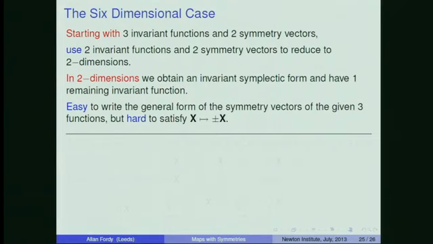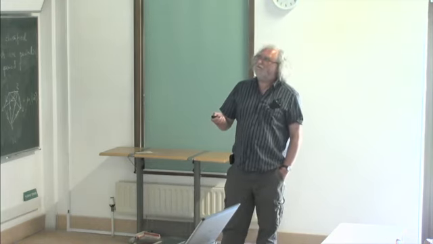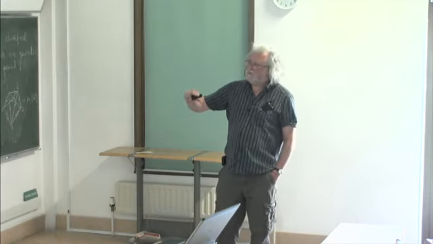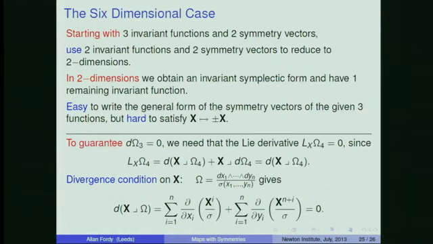It's fairly easy to write down symmetry vectors because you just have to solve some simple linear equations. But finding ones which satisfy this property, which you need for guaranteeing invariance of the final symplectic form, is more tricky. And you also need these two vector fields. The first one is easy to check for any of these properties, but finding a second one, it has to satisfy certain properties.